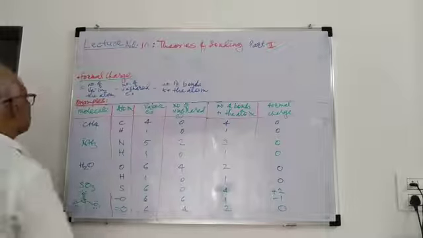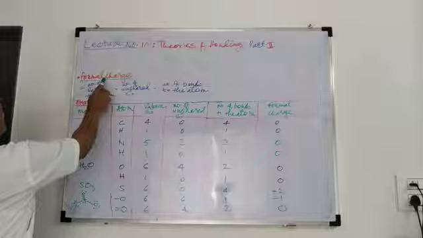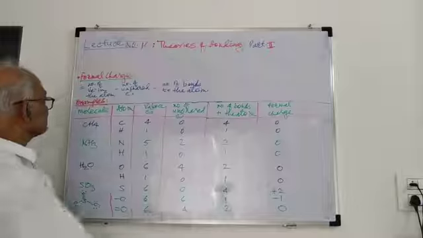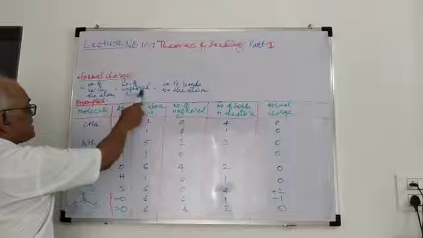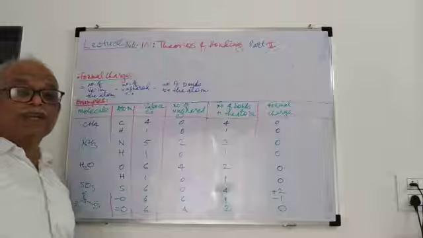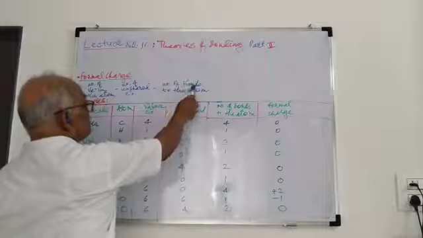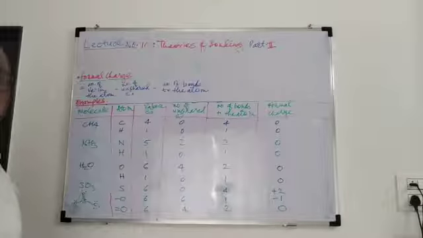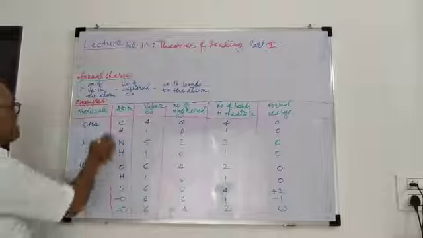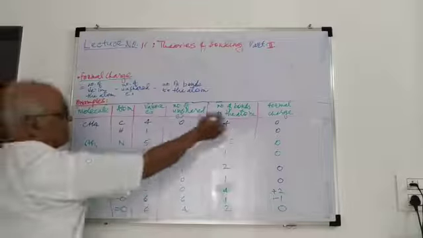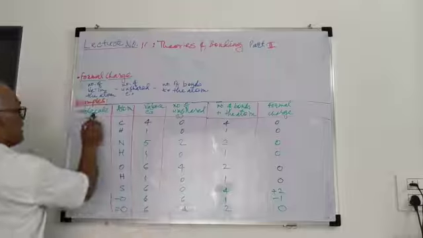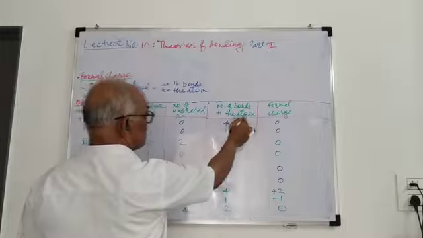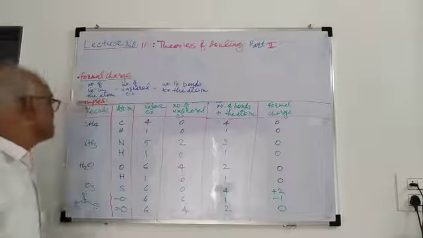How is it calculated? It is calculated by this formula. Formal charge is equal to number of valence electrons in the atom minus number of unshared electrons in the atom, minus number of bonds to the atom. So this is the formula for calculating the formal charge. Now we will see some examples. We have made this table: molecule, atom, valence electrons, number of unshared electrons, number of bonds to the atom and formal charge.